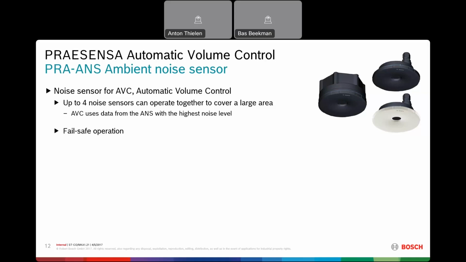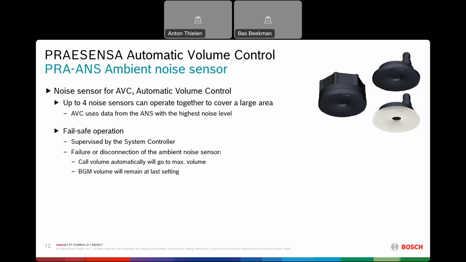The fail-safe operation is then as follows. It's supervised by the system controller, and on failure or disconnection of an ambient noise sensor, the call volume automatically goes to max volume, and the BGM volume will remain at the last setting. That's when an ambient noise sensor is disconnected from the system.